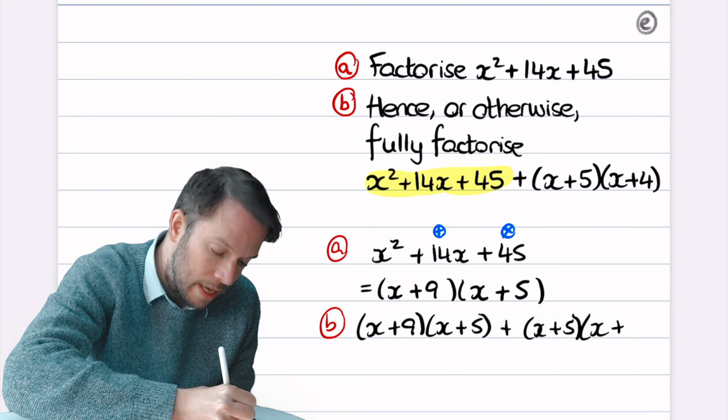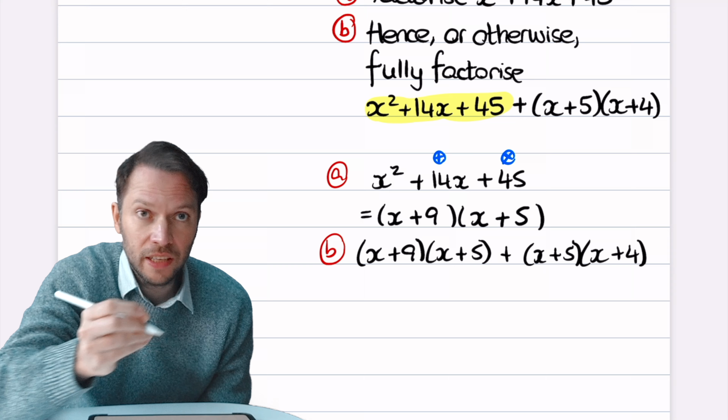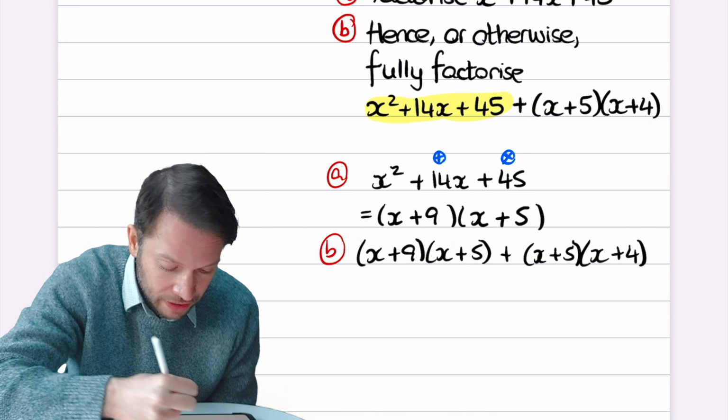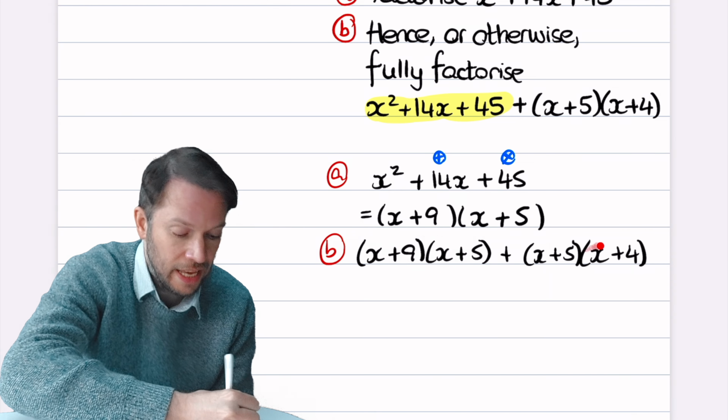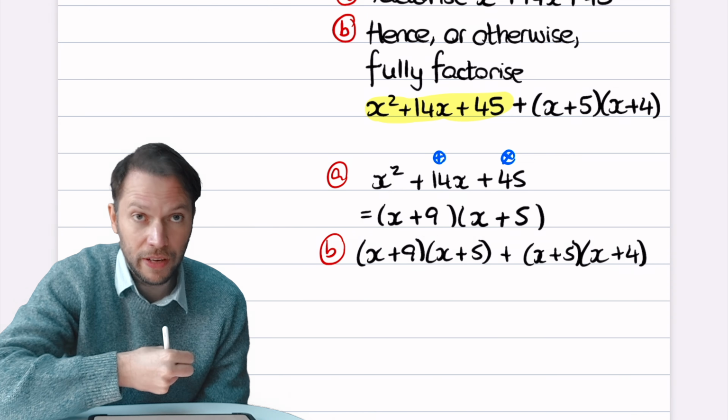And then remember, with most of the videos in this series, we've always tried to spot if there's a common factor between terms. So is there a common factor here and here that we could factorise out? Well, there's this whole bracket of x plus 5 that you can see they have in common. So we can factorise that out. And we just simply take that out. We do x plus 5 like this, and then open another bracket.